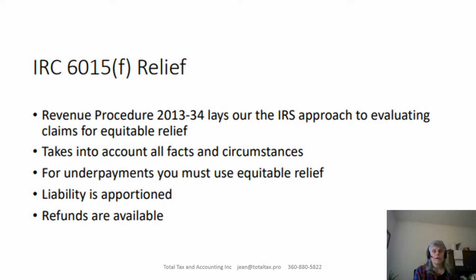6015F. So this lays out the IRS approach to evaluating claims for equitable relief. And this takes into account all the facts and circumstances of your situation. If there's underpayments, meaning you owe tax, you must use equitable relief. The liability is apportioned. If you generated 60% of the income and he generated 40, they're going to allocate the tax liability based on those kinds of factors. Under the 6015F, refunds are available.